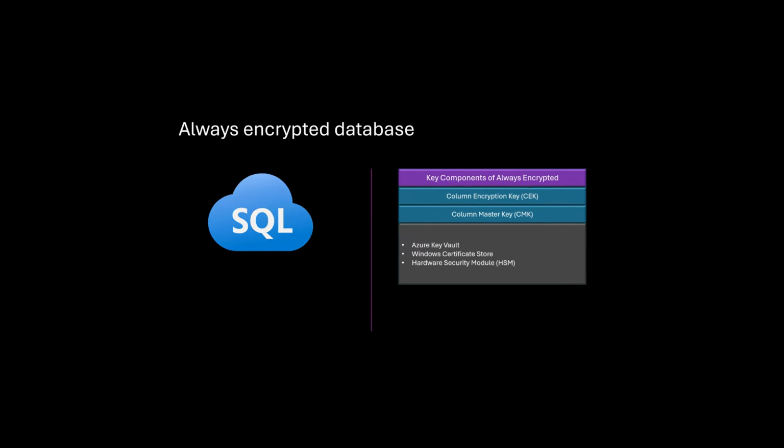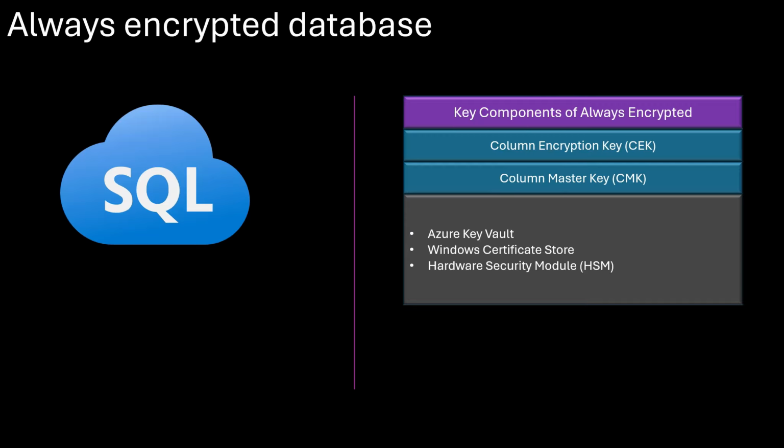Always Encrypted relies on two types of cryptographic keys: the column encryption key, which is CEK, and the column master key, which is CMK. The column encryption key encrypts the actual data in the database columns. The column master key protects the column encryption key, and it is stored outside the database in trusted key stores such as Key Vault, Windows Certificate Store, or Hardware Security Module. The database engine never stores or uses these keys in plain text.